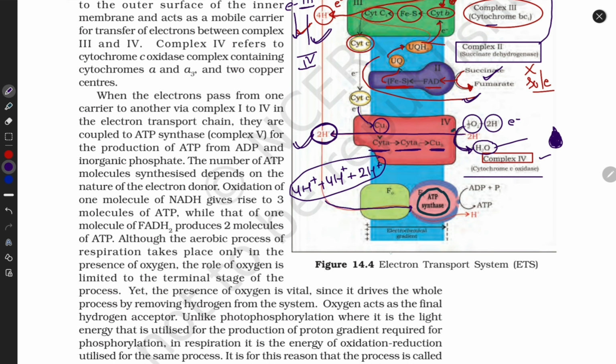Remember now, the inner membrane contains F1 and F0 particles. So these are F0. They take the H plus and transport it towards F1 here. Here ATP synthase does its function, converting ADP to ATP. They take hydrogen ions one by one.